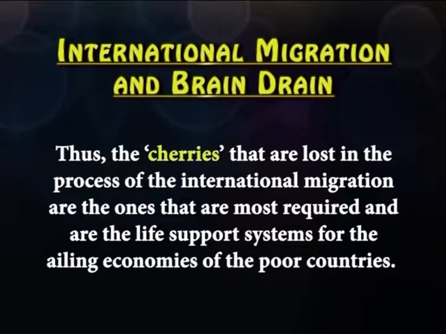Another study by the World Bank found that due to international migration, 77 countries experienced a loss amounting to 10% or more of their university educated citizens in 2000, while 28 countries lost 30% or more. Thus, the cherries that are lost in the process of international migration are the ones that are most required and are the life support system for the ailing economies of the poor countries.